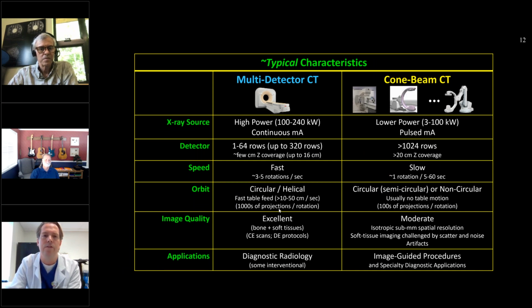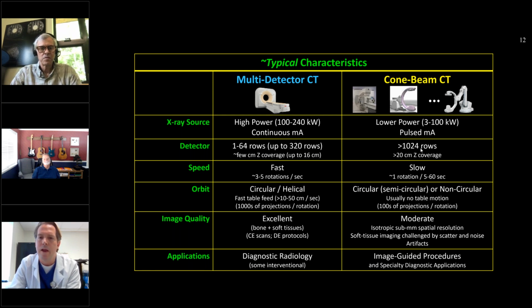In this column, you see typical characteristics of a multi-detector CT scanner. In this column, characteristics that are typical of this very broad range of cone beam CT systems. They differ in many ways. The X-ray source of a CT scanner tends to be pretty high power, delivering continuous current, compared to lower power, conventional pulsed radiographic or pulsed fluoroscopic X-ray tubes. The detectors in a CT scanner tend to be very high quality detectors of multiple rows, but covering a relatively small range in Z. Although that has changed, certainly, and for many years now you've got 320 row scanners that cover a whole organ. But in cone beam CT, that's the norm.